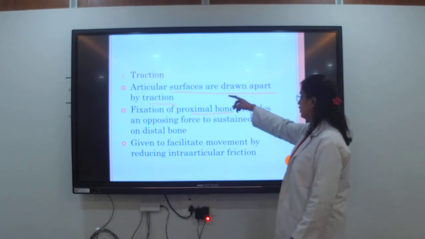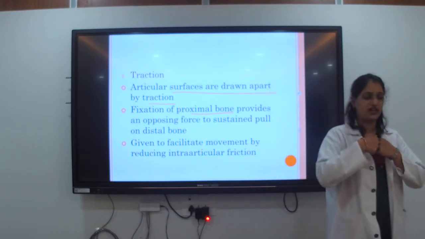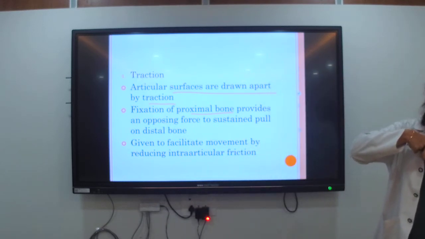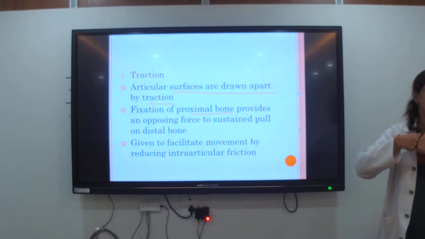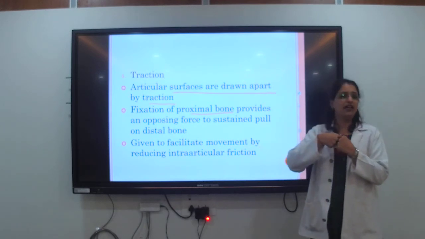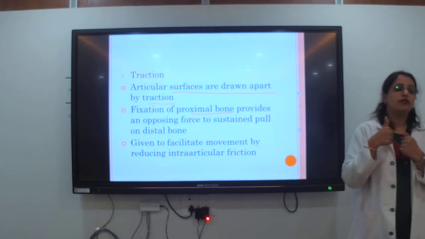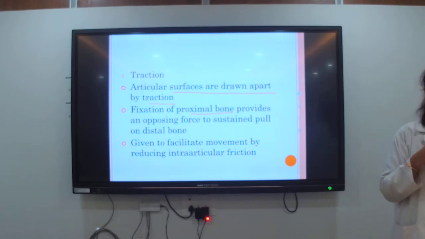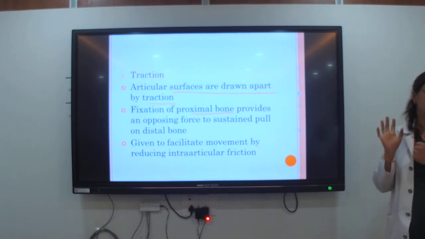So this traction will facilitate, when these joint surfaces are drawn apart. What happens? The friction between the joint is prevented. So this intra-articular friction is prevented with the help of traction. So when you are giving relaxed passive movement, you have to give this traction. It is very important.